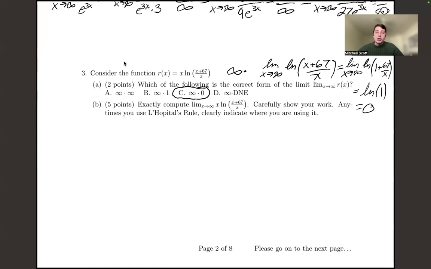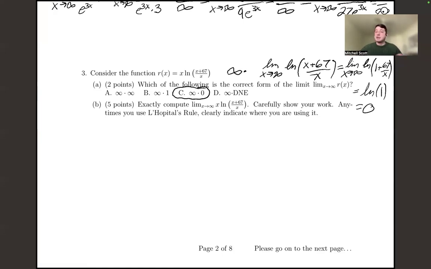So this means I cannot use L'Hopital's rule exactly, even though this is an indeterminate form that we've just talked about. So I'm going to have to figure out a way to rewrite this so that it becomes a 0 over 0 case or an infinity over infinity case. Both are valid. I'm going to try to do both.